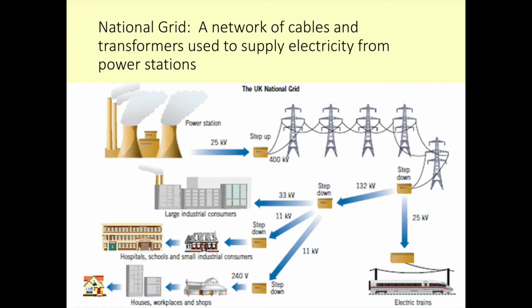This then gets stepped down to 132,000 volts or 25,000 volts, depending on what it's then going to be used for. But before it gets to our homes, it then has to be stepped down again to that 230 volts. This diagram does put it at 240 volts, however our AC/DC specification has it as 230 volts, so that is the one that we need to be learning.